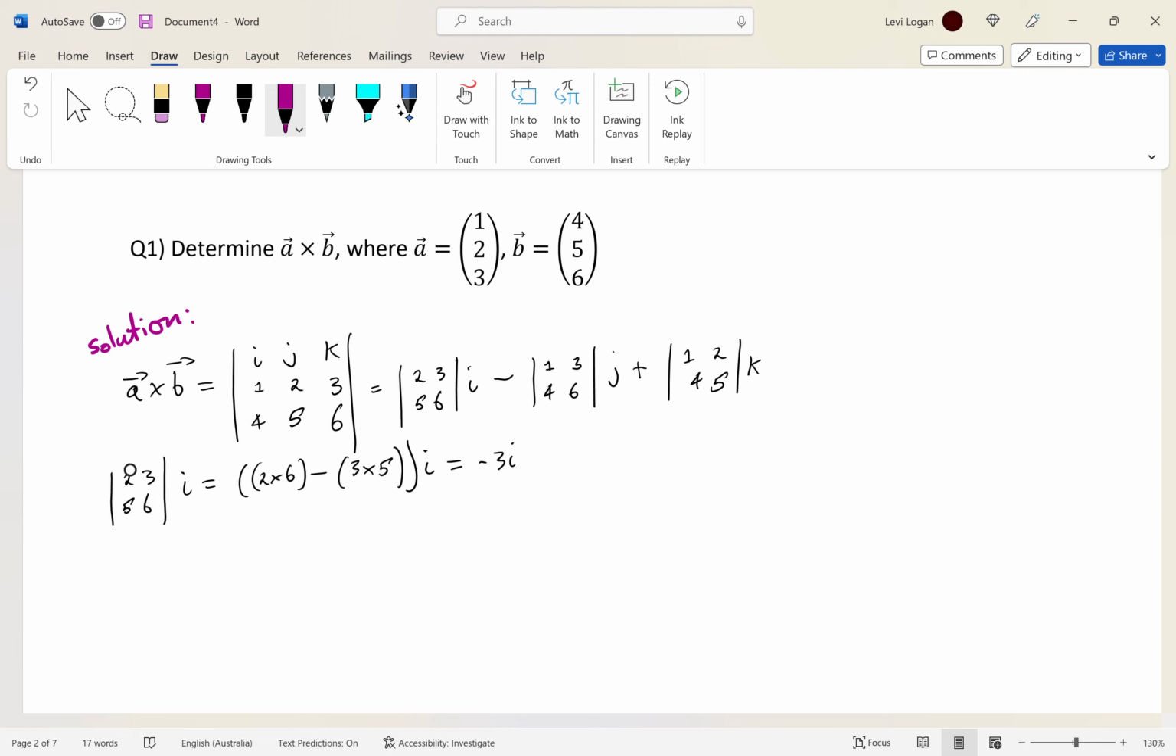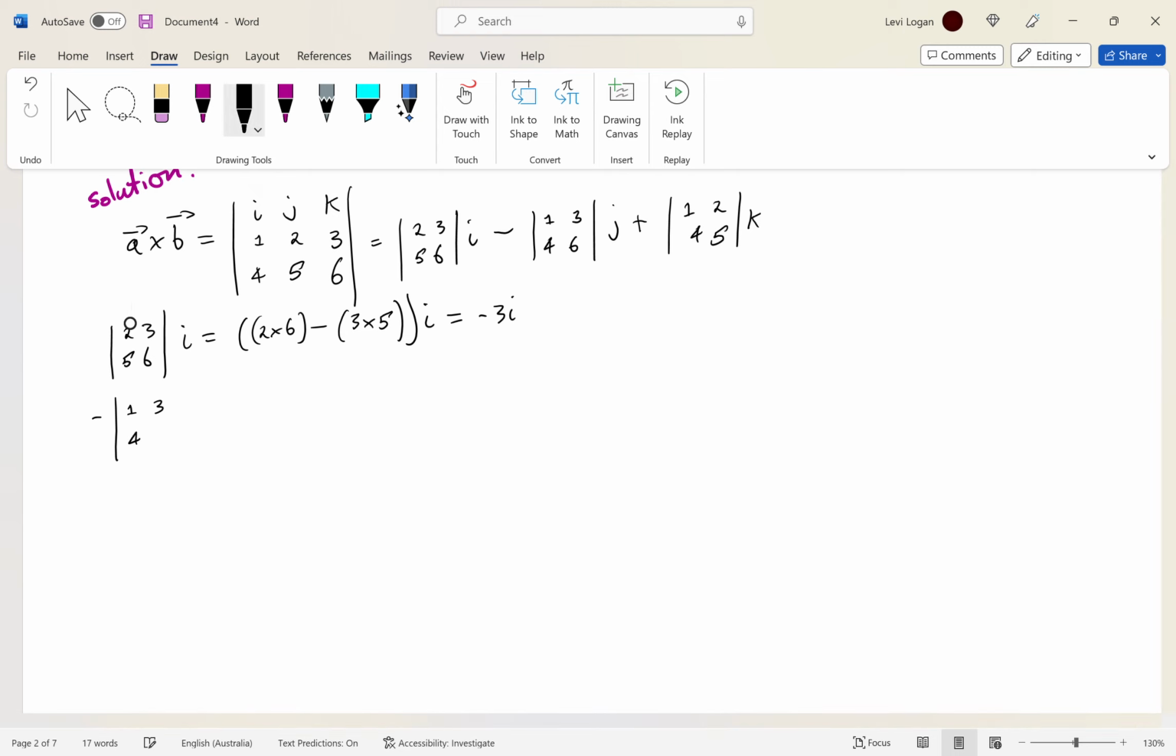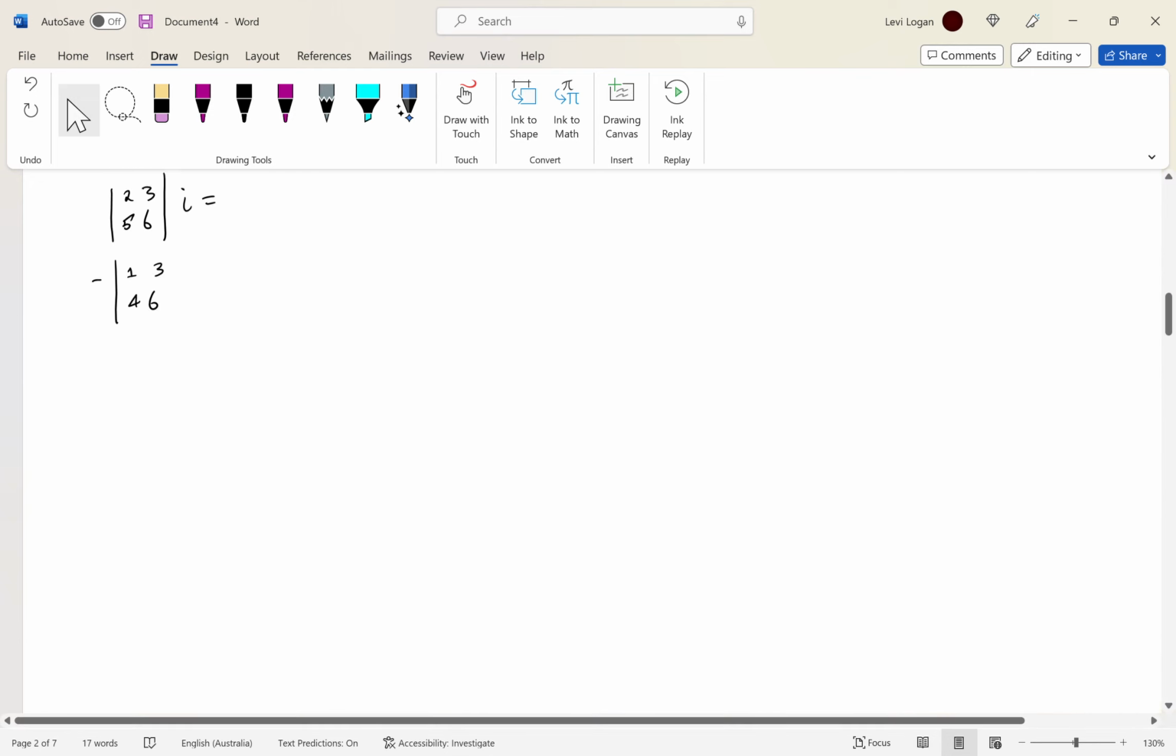So we have a negative sign, so we're going to have negative our matrix 1, 3, 4, 6. Oopsie daisy, my computer's just lagging a bit. Sorry about that.